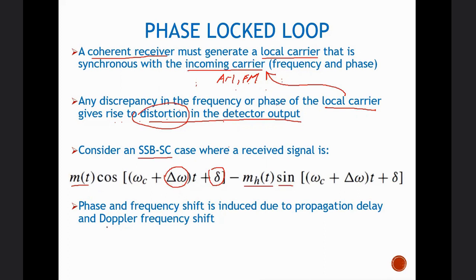Delta omega represents the Doppler frequency shift. Let's say the receiver is moving with respect to the transmitter, so there would be some shift in the frequency of the received signal. And delta is the propagation delay, because there's some distance between transmitter and receiver. So there would be a delay that appears as a phase in the cosine and sine signals that we have in a suppressed carrier single sideband signal.